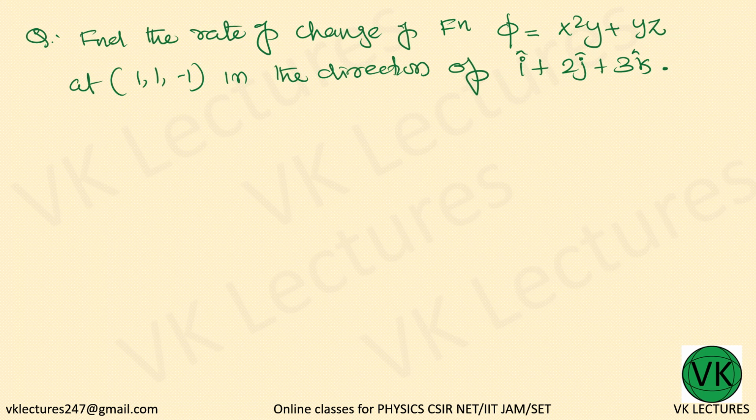Find the rate of change of the function phi equal to x square y plus yz at (1, 1, -1) in the direction of i plus 2j plus 3k.